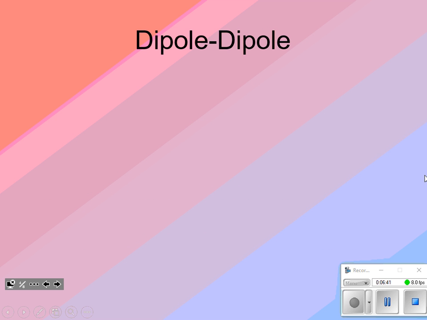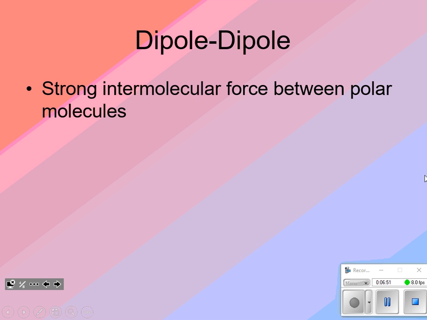Our textbook calls it dipole interactions. Some texts will call it dipole-dipole. I'll accept either vocabulary. So you'll notice as we go over notes here, sometimes the vocabulary is a little different between things. Here's me defining dipole-dipole interactions. It's a strong intermolecular force between polar molecules.